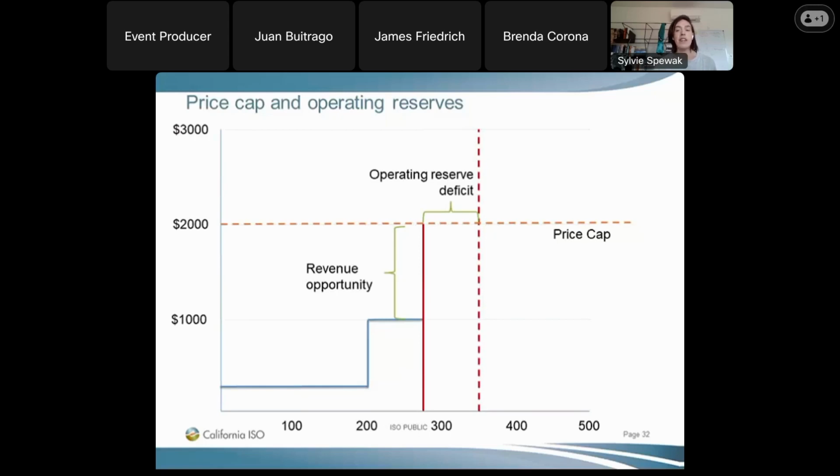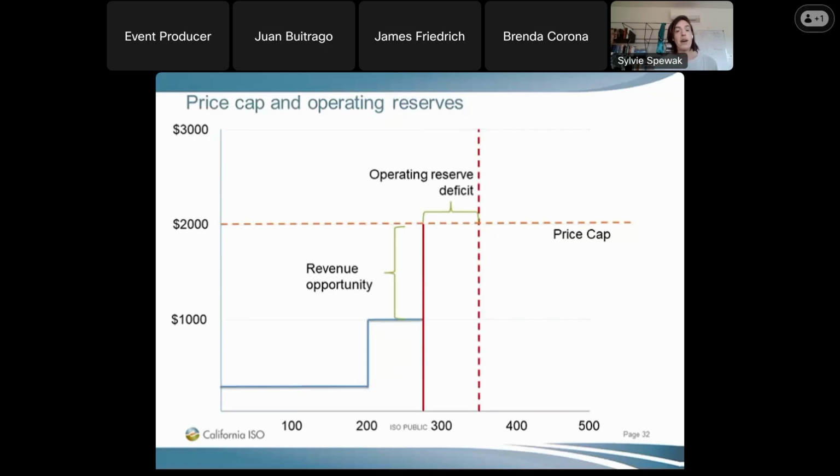So that revenue opportunity is really only applicable if there's already supply out there that you're trying to incentivize to deliver at that time. But the traditional idea of having an administratively set scarcity price is that when prices rise, load would respond in order to avoid being curtailed. And that is the basis of one of the problem statements that we had originally introduced.